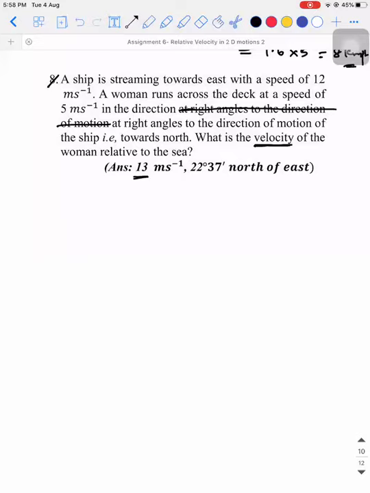Sir, here should I take speed as velocity? See, what is given? Speed with direction is given. Just because you see speed, it doesn't mean it's speed. Direction is given. Speed with direction is velocity.